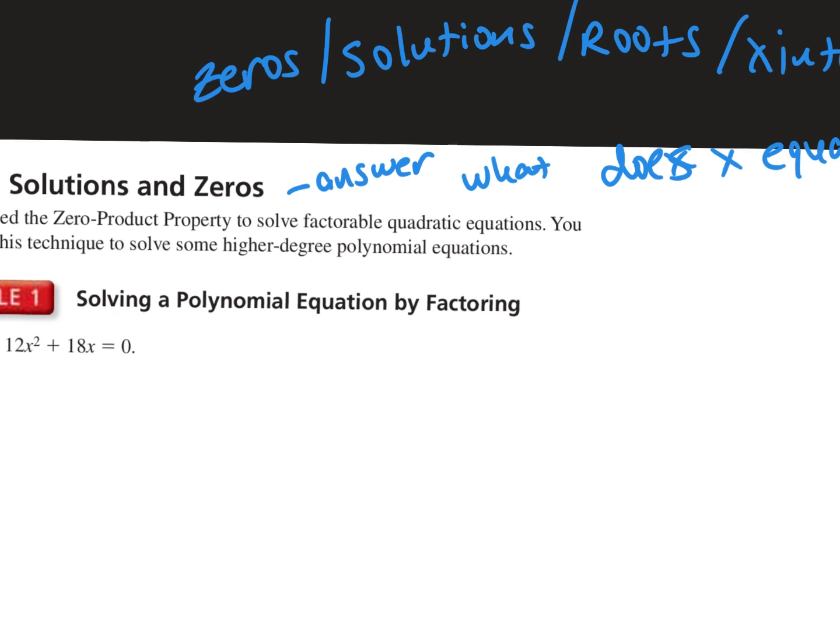So if you see something on your test or quiz that says find the solutions, that means what does x equal? If it says find the roots, that means what? What does it mean if I say find the roots? What does what equal? X, okay? If it says find the zeros, what does x equal?